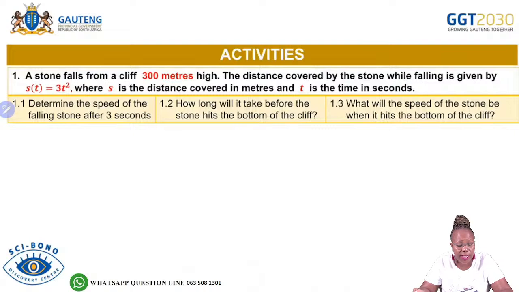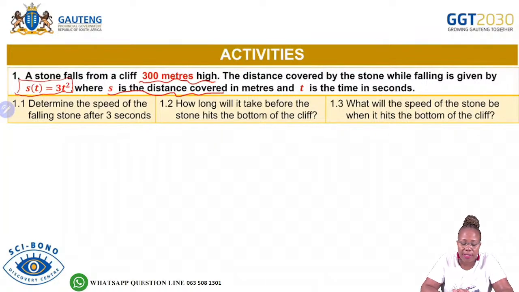The first activity then, we have a stone that falls from a cliff, and that cliff is 300 meters high. The distance between the cliff and the ground is 300 meters. And the distance covered by the stone while falling is given by S at t is equal to 3t squared, where S is the distance covered in meters and t is the time in seconds. So the first question, 1.1, they say determine the speed of the falling stone after 3 seconds.